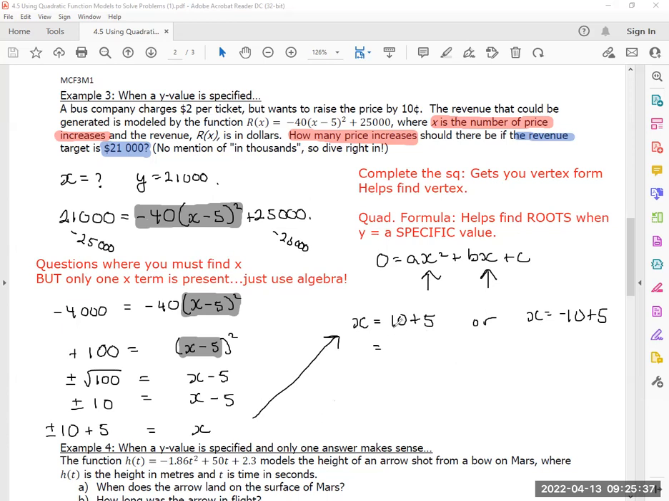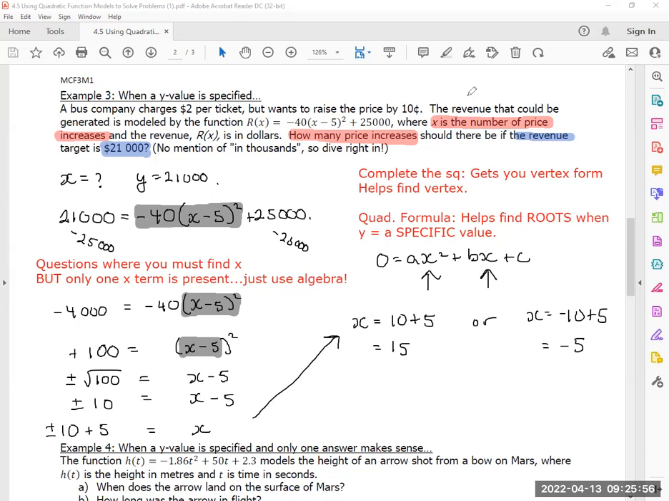Where's my answer key? 10 plus 5, 15. And negative 10 plus 5 is negative 5. What does that mean? Go all the way back to my original question.